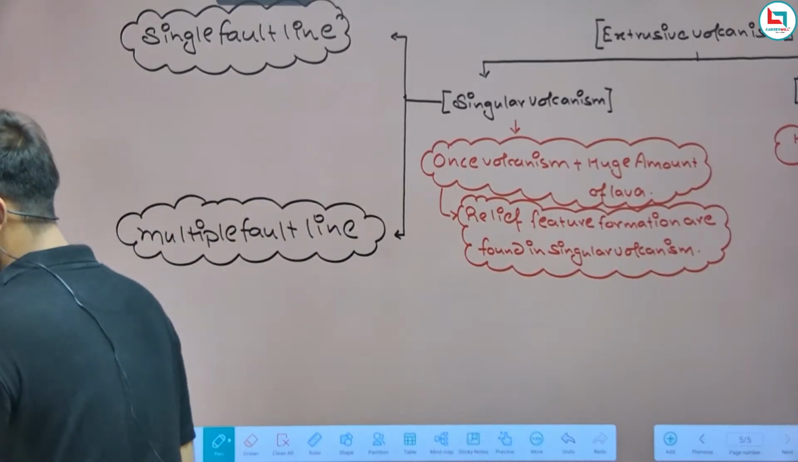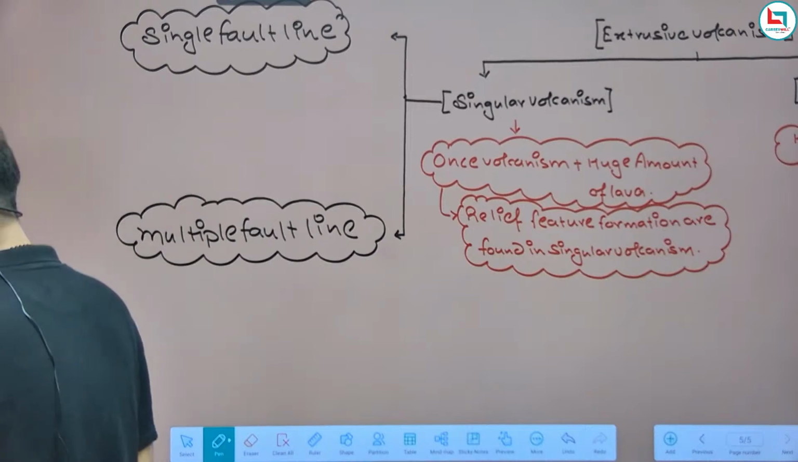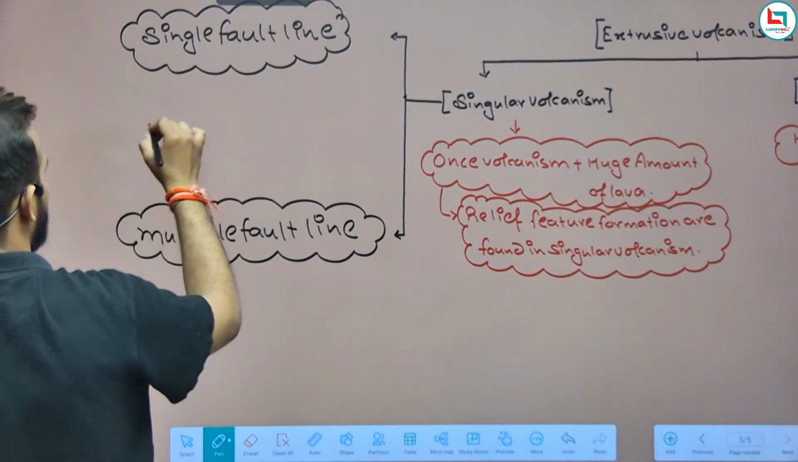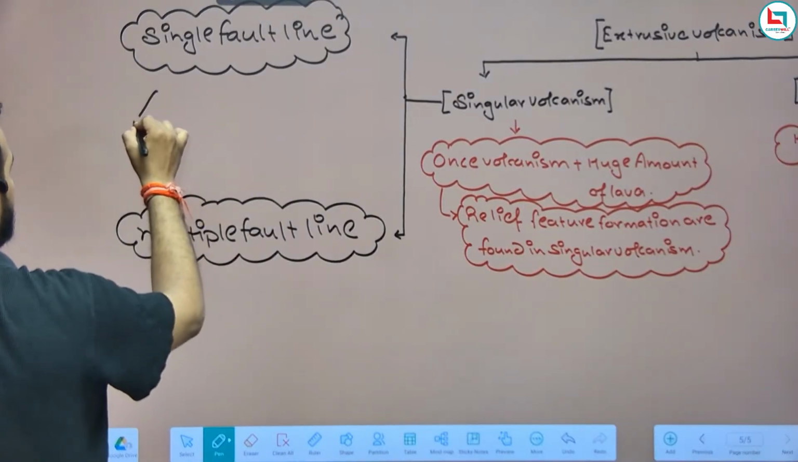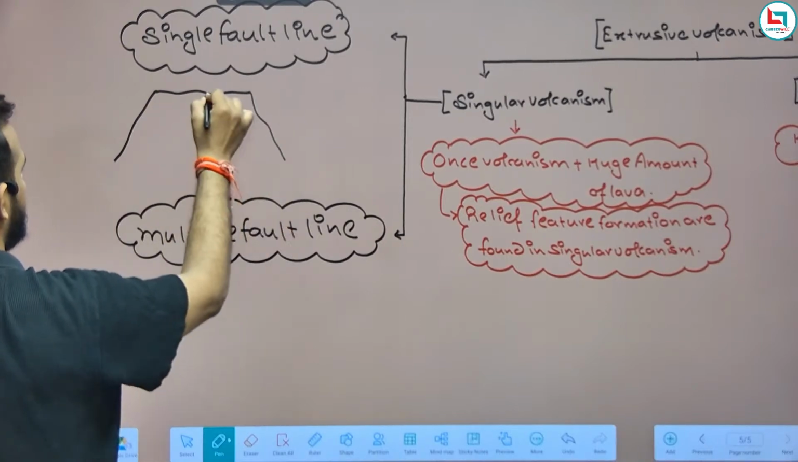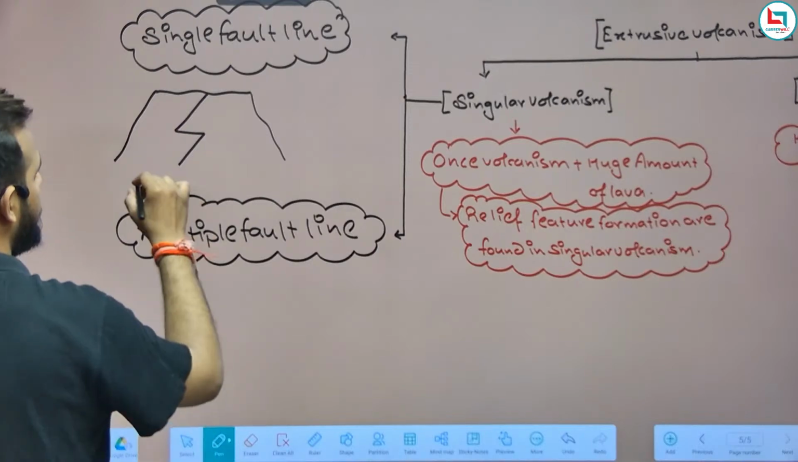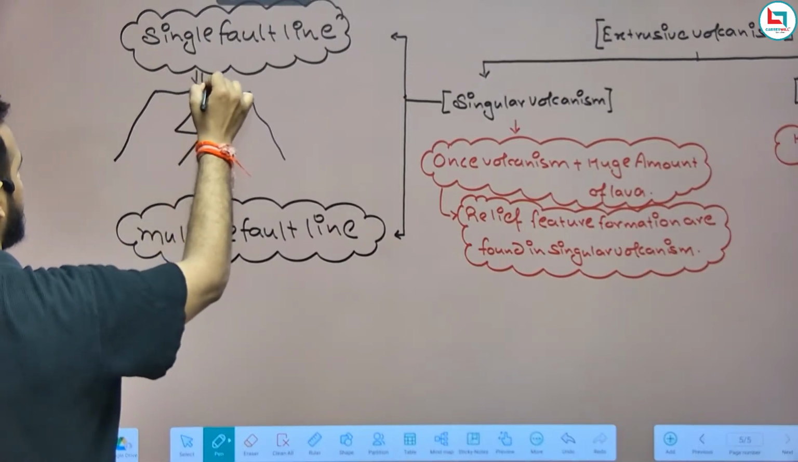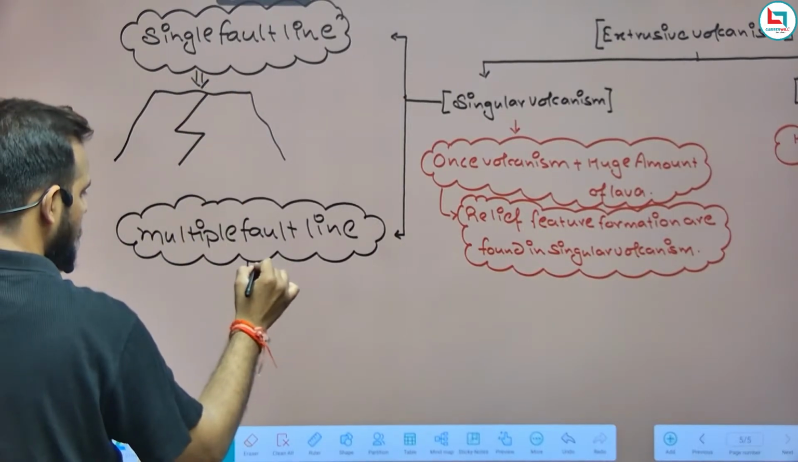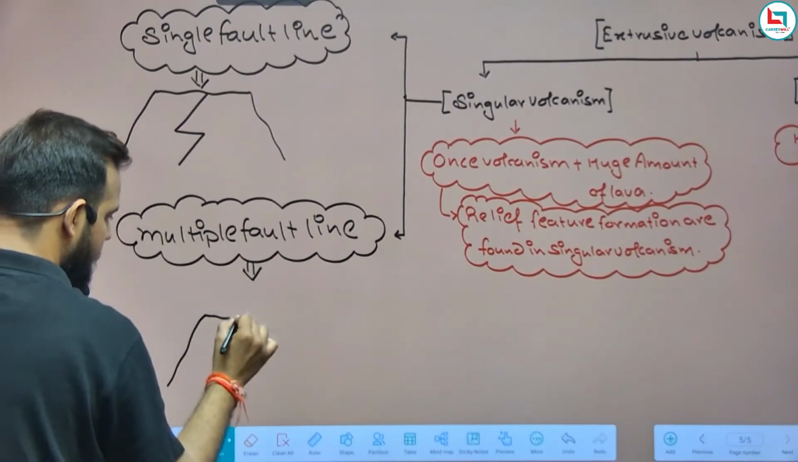Now, what happens in a single fault line? When we talk about the single fault line, here we have the volcanism, and here we have a single fault line. And in multiple fault lines, it looks like this.